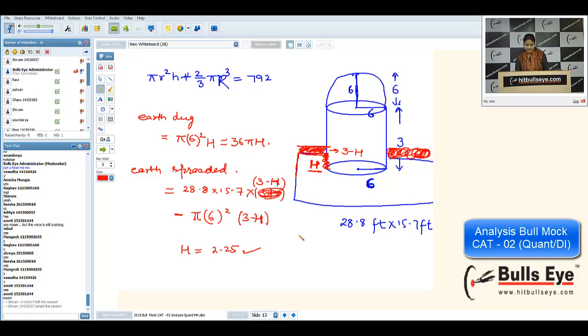So it will be 2.25 divided by 9. That is the answer. That will be 25%.